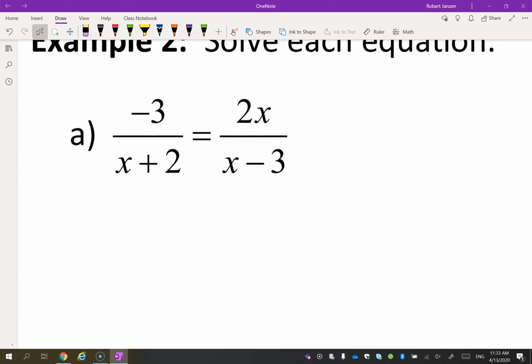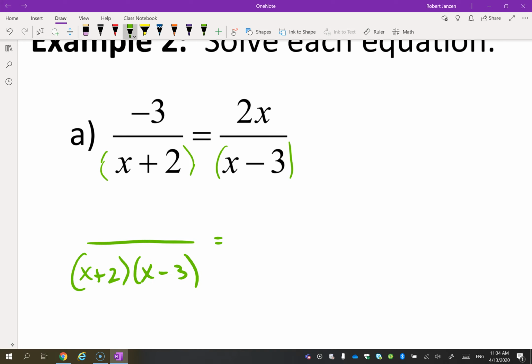Let's make it a little tougher by throwing in some binomials. Remember, this is something like that. So what is my least or lowest common denominator? Well, I need an x plus 2, and I need an x minus 3. X plus 2, x minus 3.